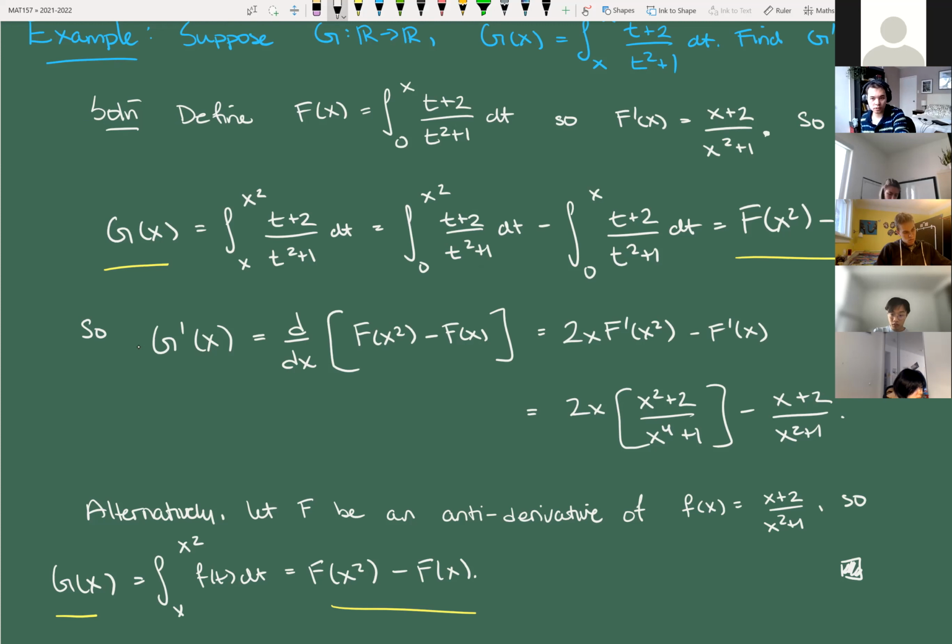So any questions so far? Is this making sense? So this is very nice. It tells us how to differentiate integrals and how to compute integrals using antiderivatives.